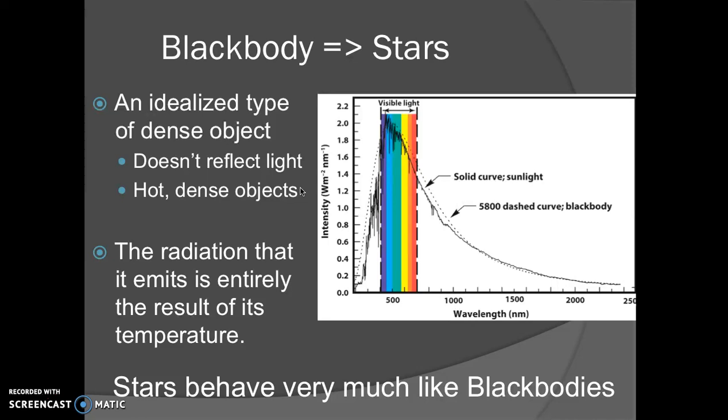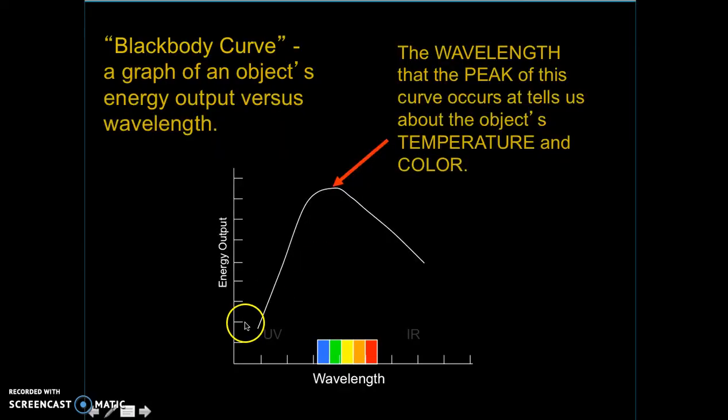And that radiation that it emits across the full EM spectrum, it emits entirely based on its temperature. So it's going to radiate in some frequencies or wavelengths more prominently than others. Stars behave very much like black bodies. The dashed line you see here is the black body curve. Notice that this actual spectral curve of our sun is very close to an idealized black body curve at that temperature. Notice that the black body curve peaks at certain wavelengths, but is still spread out over the entire electromagnetic spectrum.